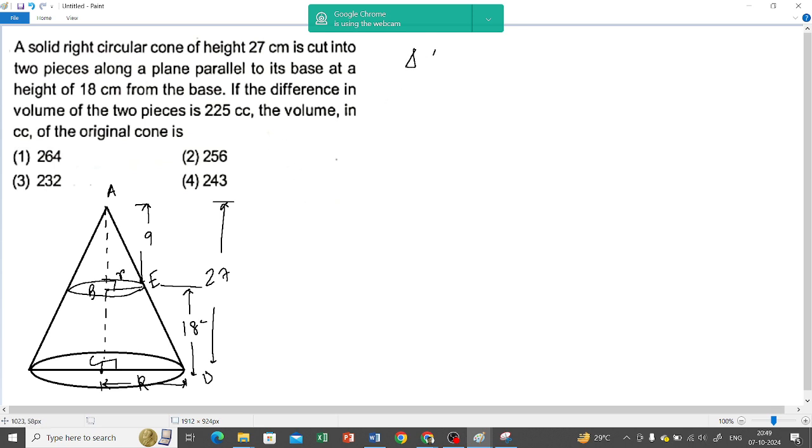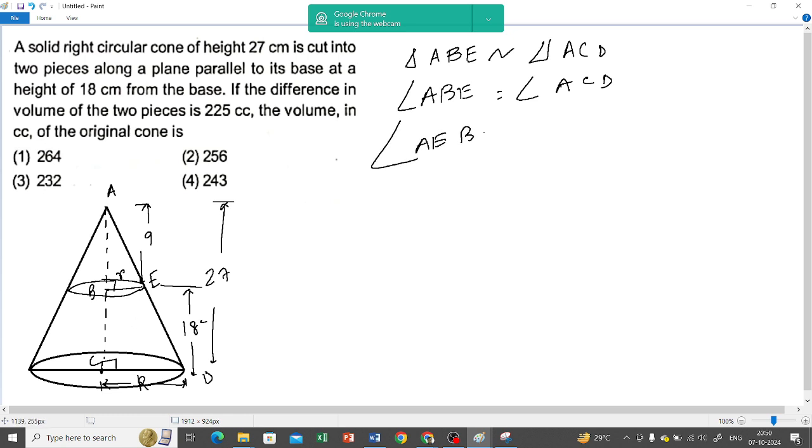See, triangle ABE is actually similar to triangle ACD. Why? Because angle ABE is equal to angle ACD. Do they 90 degree? Angle AEB is equal to angle ADC. And this angle is equal to this angle. Why? Because both of them are corresponding angles.